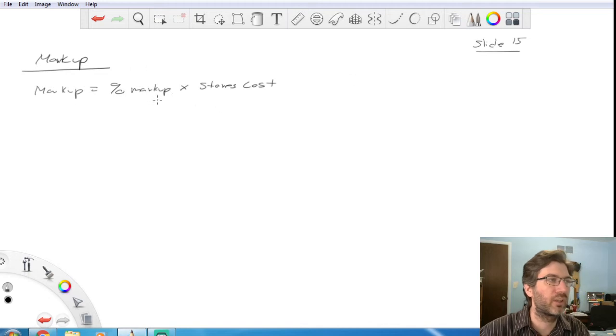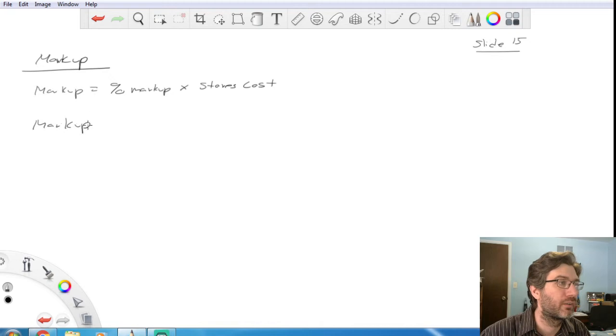So this is what we're looking at. We mark it up a percent, we multiply it by how much we cost, and that gives us our markup. What's important is, markup was what Eli was actually just saying right there. Markup does not equal profit.